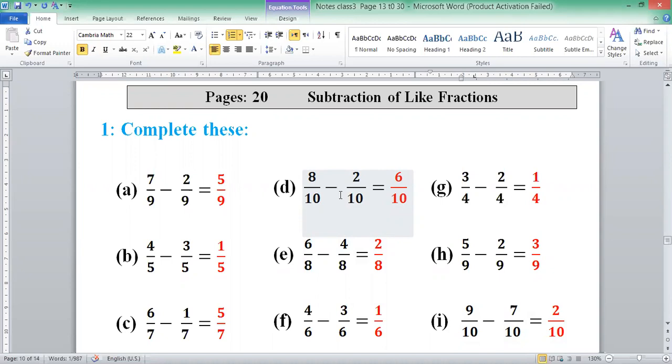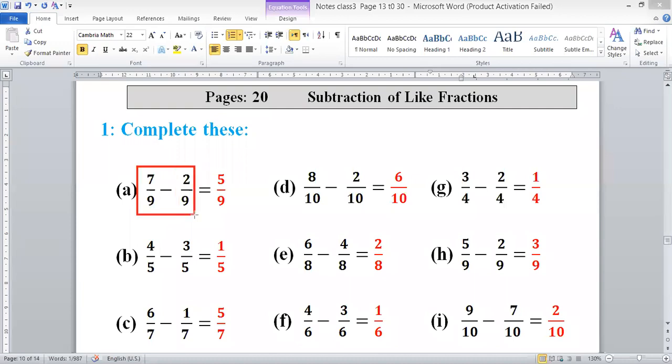Before starting, I just want to recall the definition of like fraction. Like fractions are fractions having the same denominator. For example, here seven over nine, two over nine, they are like fractions. Eight over ten, two over ten, they are like fractions. In like fractions, we simply subtract the smaller numerator from the greater.